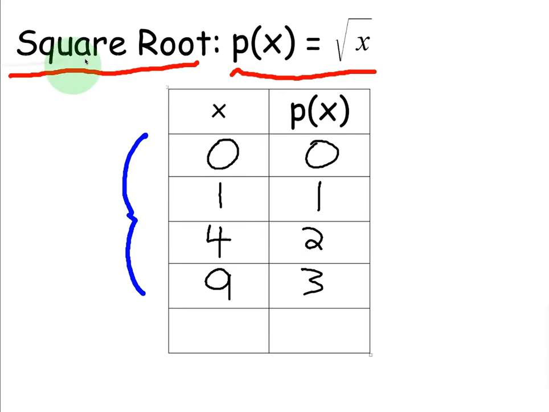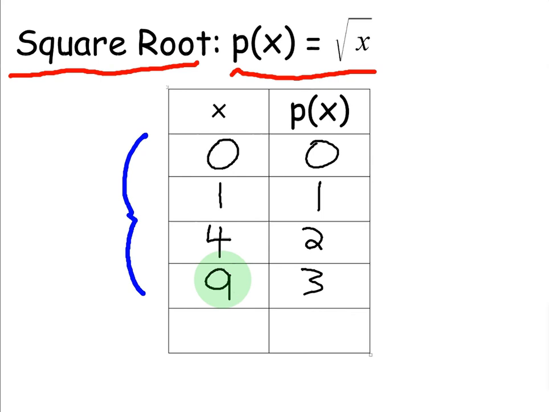Okay, next up we have the square root function. Square root function, p of x equals the square root of x. Now, this is one that doesn't use -2, -1, 0, 1, 2 because we don't get even square roots back for those. So these are the four, just 4 for this one. I just want you to use these 4.